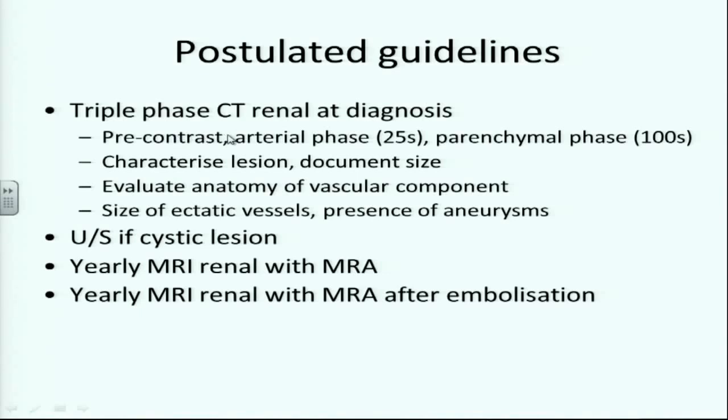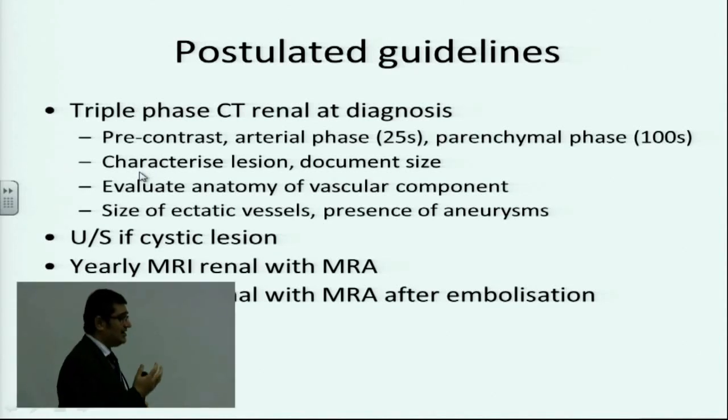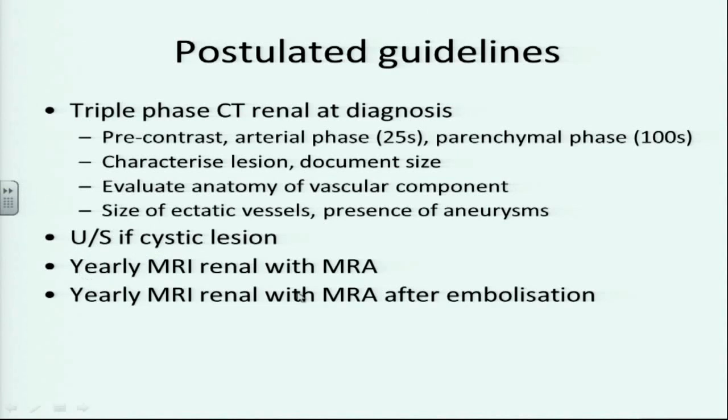So this is what we agreed in our last meeting, that after any intervention, it should be a CT scan. Sorry, we should have a CT scan before any intervention to work out the actual anatomy of the lesion, to work out the blood supply of the lesion, to work out how I will tackle it, or Ian will tackle it radiologically, and an ultrasound scan if it's cystic. And then after an embolization, probably a yearly MRI scan.